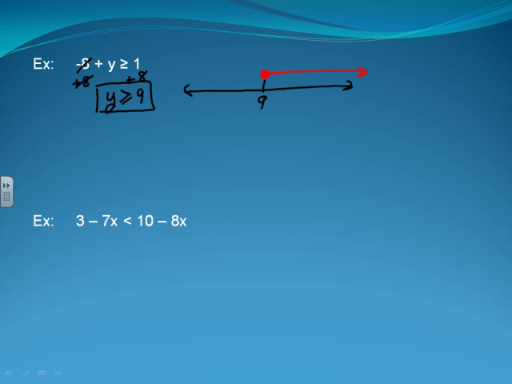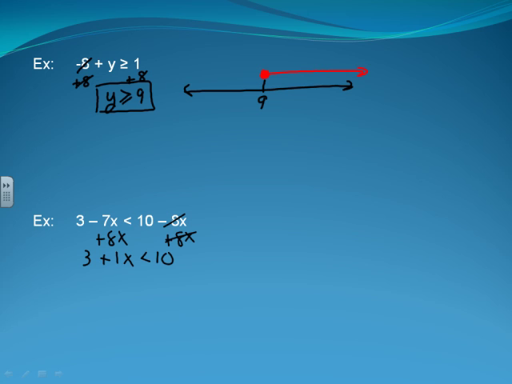Next example, 3 minus 7x is less than 10 minus 8x. Again, we want to isolate our x, so I'm going to choose to put my x's on the left-hand side. It doesn't matter what side you isolate your x on. I'm going to choose to move my x's to the left, though. So if I add 8x to both sides, it cancels out on my right-hand side. And on my left-hand side, of course, my 3 is still there. Negative 7 plus 8 is a positive 1, so that's plus 1x, or just plus x. I added, so my sign remains the same, is less than 10.